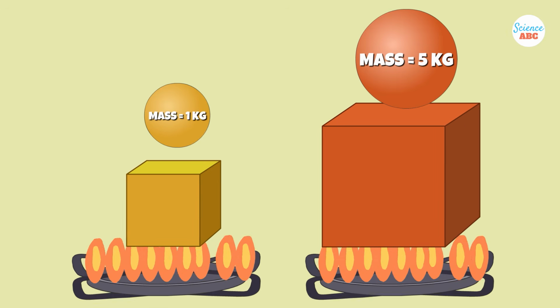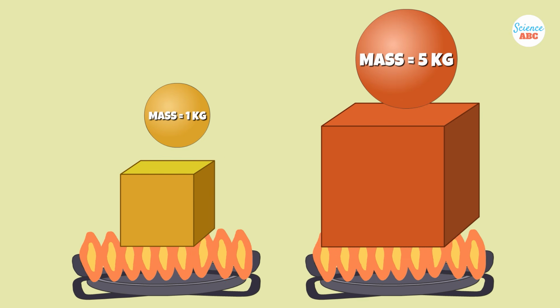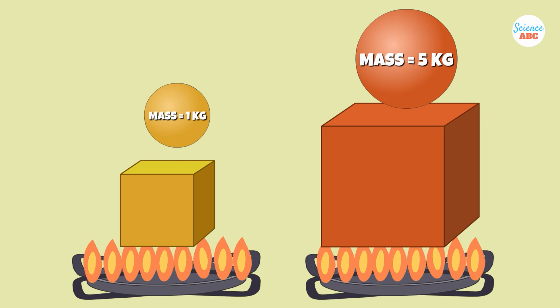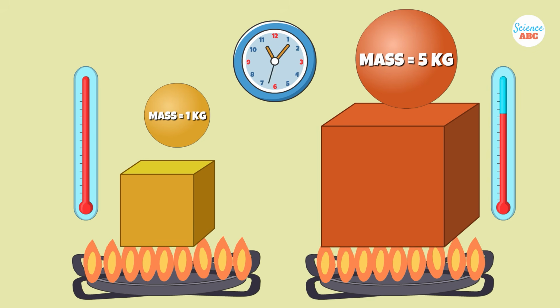The specific heat of a substance is also influenced by its mass. An object with greater mass requires more heat to increase its temperature than an object with less mass. Conversely, the temperature of an object with less mass will increase more when the same amount of heat is applied.